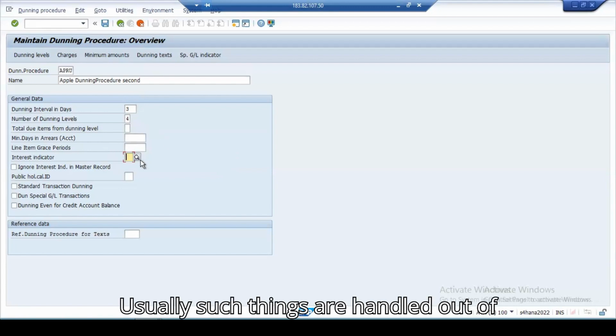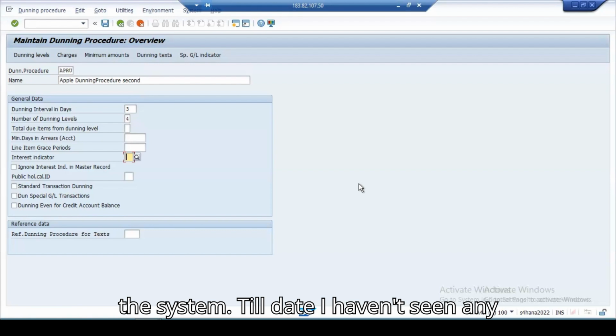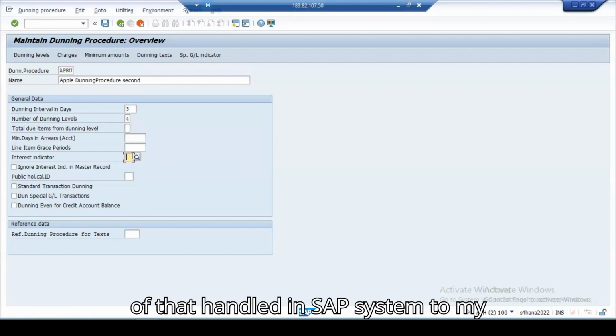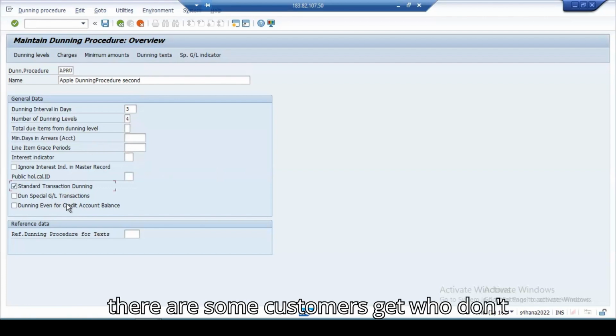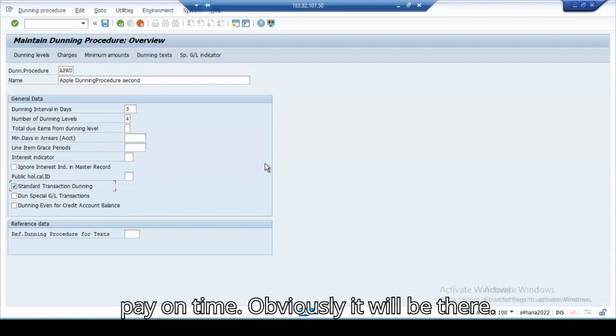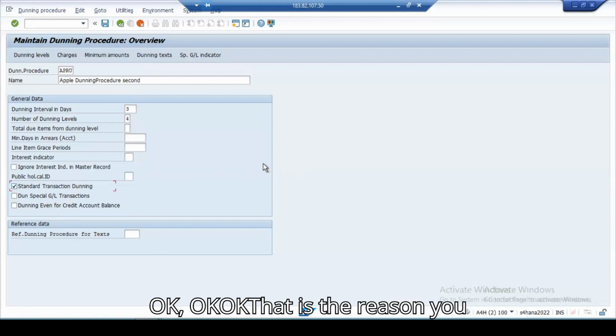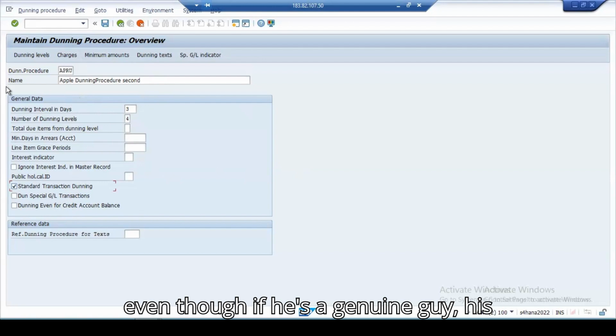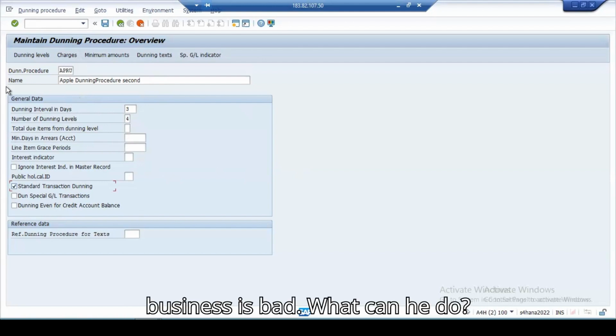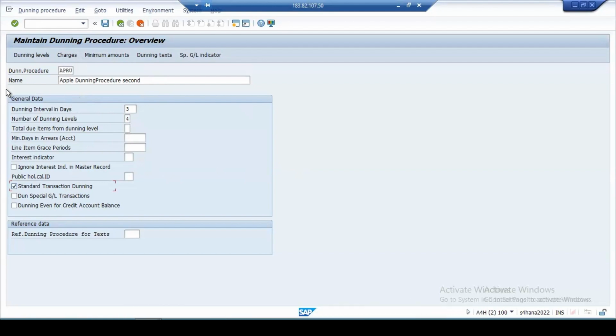Usually such things are handled outside of the system. Till date I haven't seen any of that handled in the SAP system, up to my experience. There are some customers who don't pay on time. Obviously it will be there. That is the reason you have this procedure, right? Understood. You will handle them. See, the reason might be anything. Even if he is a genuine guy, his business is bad, what can he do? Yeah, understood.